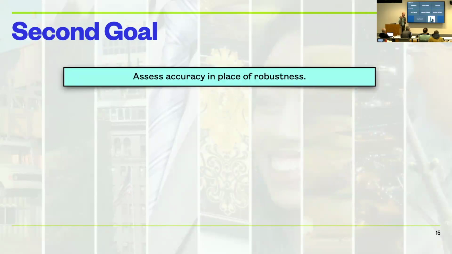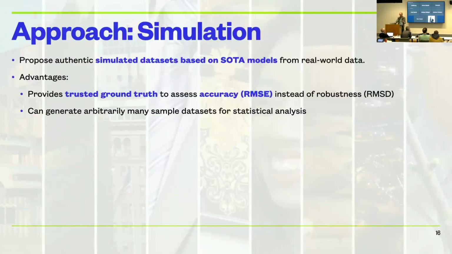But accuracy requires the ground truth. If you take a data set, Konic 10K or whatever, there's no ground truth to it. You just have the data. So what can you do? The only way to have ground truth is then by simulation. So we propose a simulated data set based on state-of-the-art models from real-world data, so it's authentic. So it provides trusted ground truth to assess the accuracy instead of the robustness. And another advantage is it can generate arbitrarily many sample data sets to allow for statistical analyses.